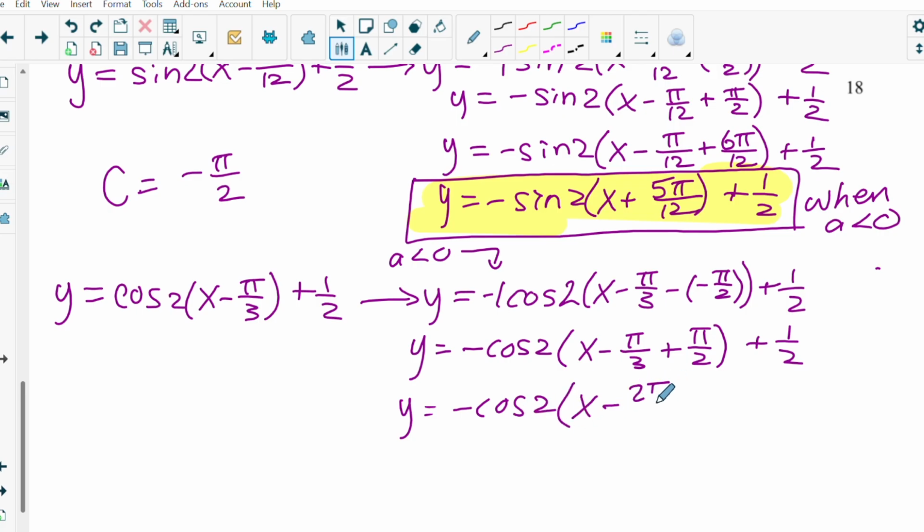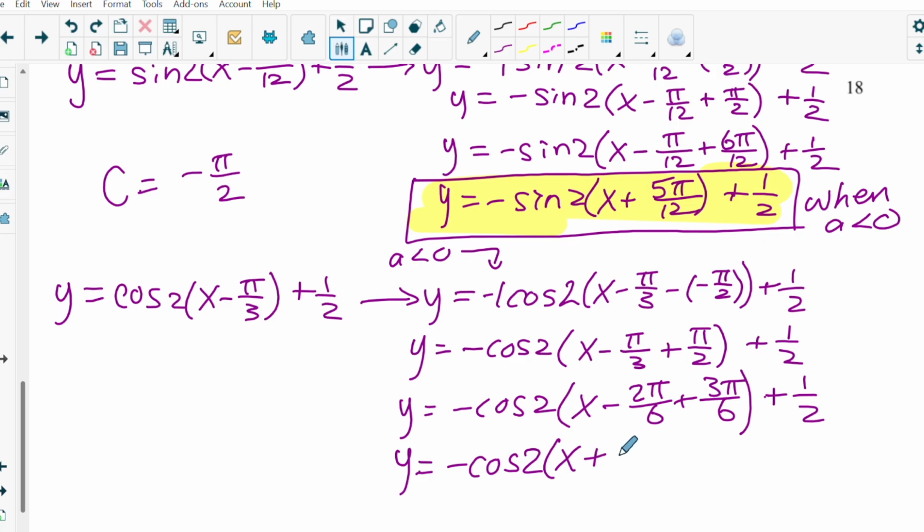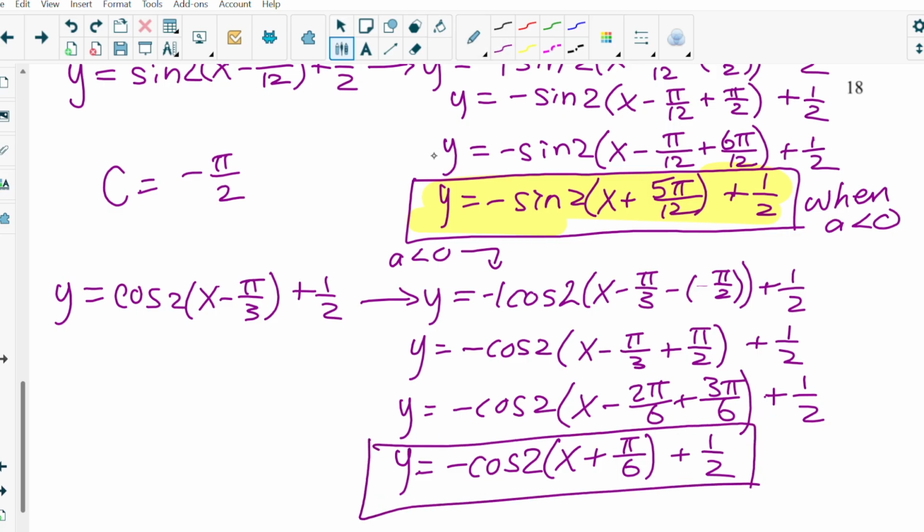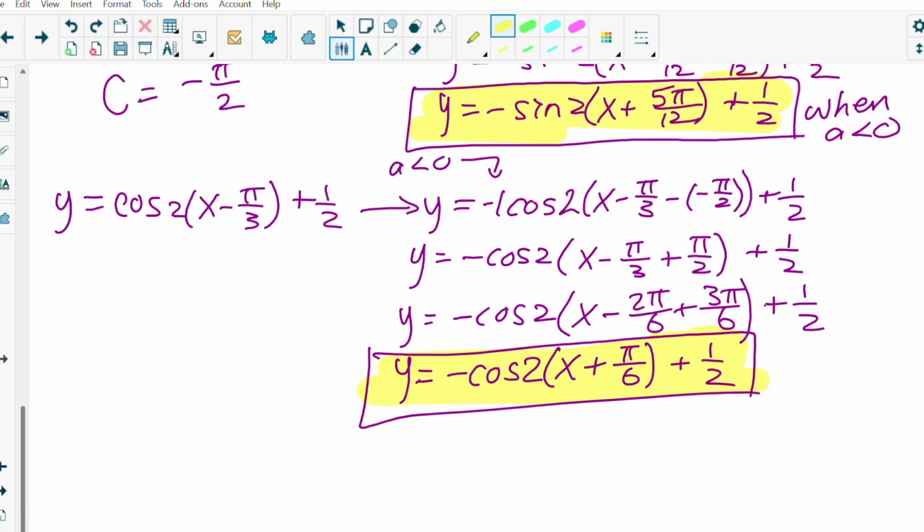Okay, y equals negative cosine. Let's make equivalent fractions. X minus 2 pi over 6 plus 3 pi over 6 plus 1/2. Okay, and then the last part, let's do that last bit of arithmetic. Negative cosine of 2 times x plus pi over 6. So negative 2 pi over 6 plus 3 pi over 6 is plus pi over 6 plus 1/2. Okay, so there is our graph there.